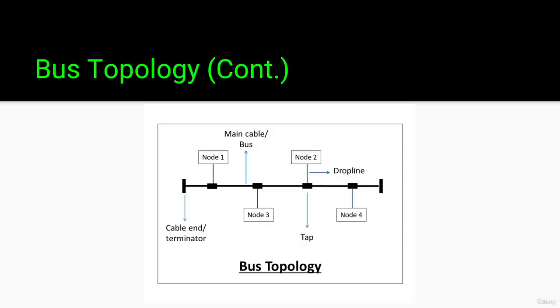Here is a picture of it, so you can see that this is the bus topology. We have a cable and a terminator here, from this place to this place. We have node 1, node 2, node 3, node 4, and here you can see that this is the main cable, or the bus. That is why it is called the bus topology. And we have a drop line here. You can see that for node 1, all of them are connected to the main cable or the main bus. This is why it is called bus topology.